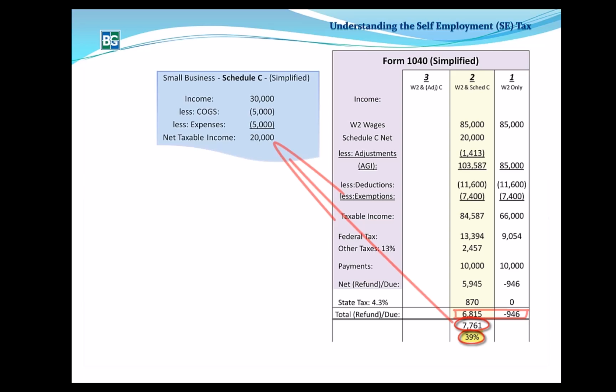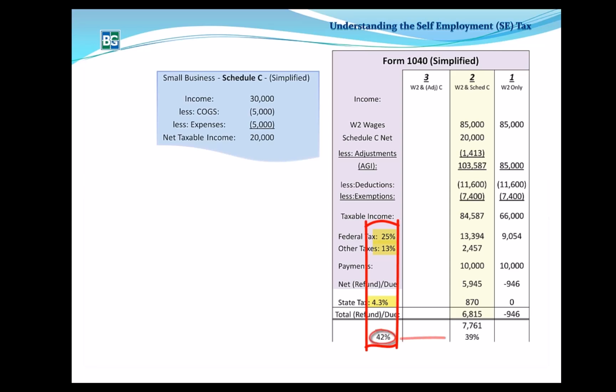The first point here is, don't spend your net income until your taxes are paid. The second point here is to add up the tax percentages. Based on the current tax brackets, in this situation, the federal, self-employment tax, and the state tax add up to over 42%. The difference between the 42 and the 39% is due to the graduated tax brackets.